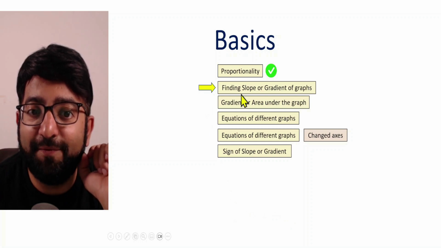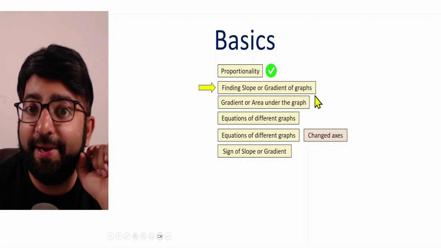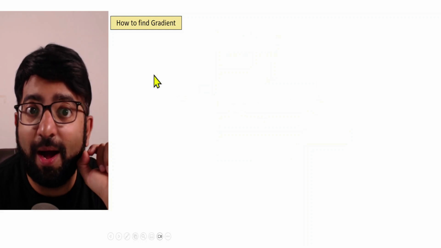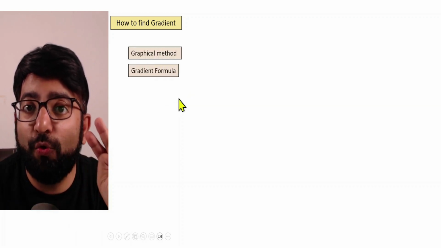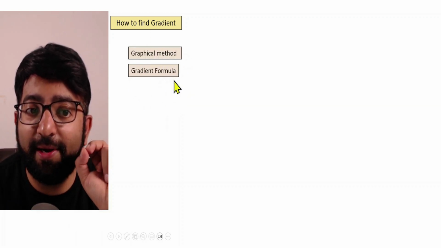All right. So next off, we have the concept of finding slope or gradient of the graphs. So the title is how to find the gradient. So we need to understand what does gradient actually mean. And we will understand this using two ways, graphical method and then the gradient formula.